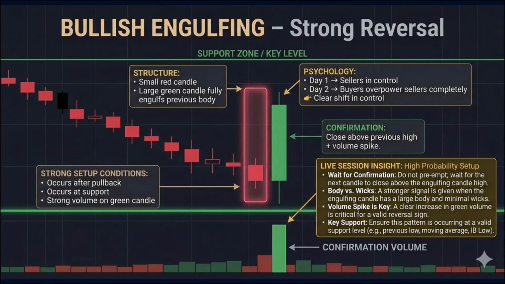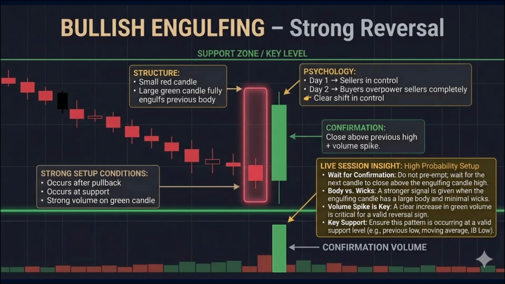So what is the psychology here? During day one, the previous red candle, sellers are in control. And if you see day two, buyers completely took the control that had been set by the sellers. This complete swallowing of the previous price action signals a major shift in market sentiment. So how do you take confirmation? Close above the previous high plus a volume spike.